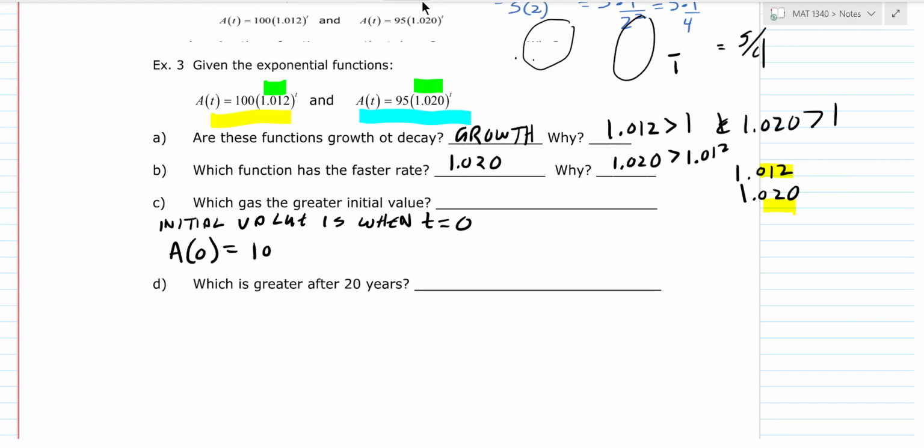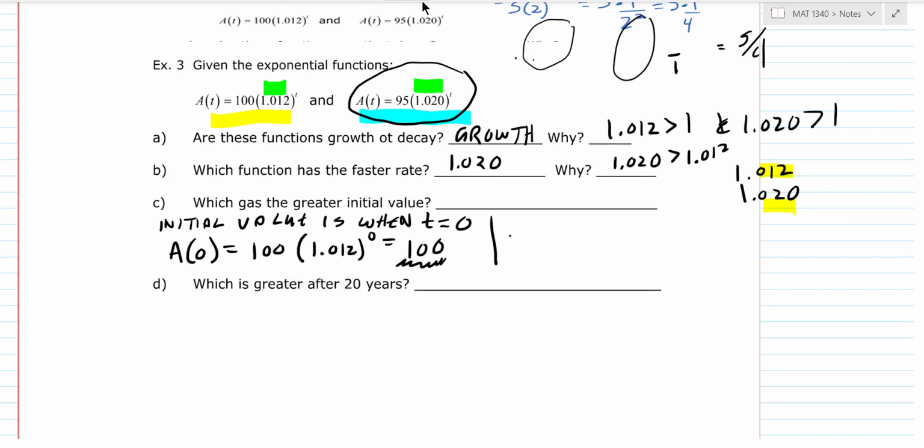That's going to be 100 times 1.012 to the 0 power. Okay, what is the answer to that in your head? 100, right? Because anything to the 0 is 1, so that's 100. So the initial value of that would be 100, okay? All right, in your head, do you know what the initial value of the second function might be?